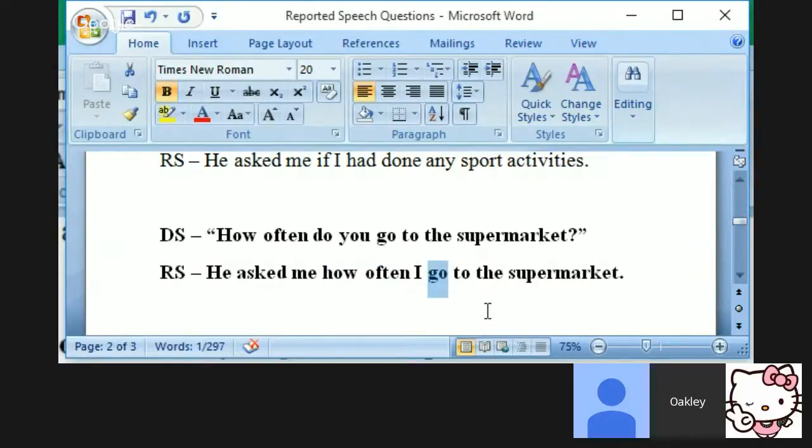So I can't do backshift here. He asked me how often I went to the supermarket. He asked me how often I go to the supermarket. Actually, it's possible to use backshift, but you don't have to, and I think Heidi's solution here to use present simple tense is better. You're asking about something that's true.